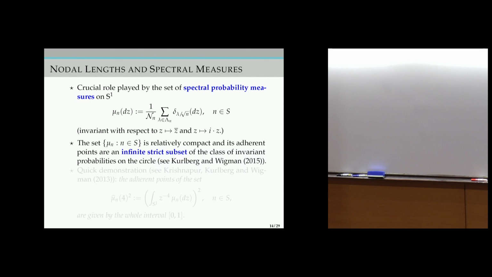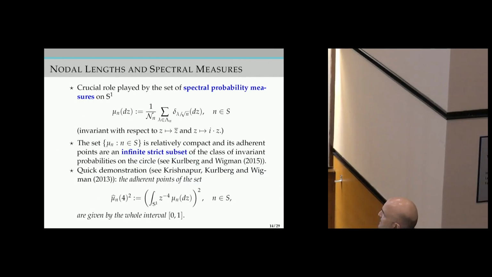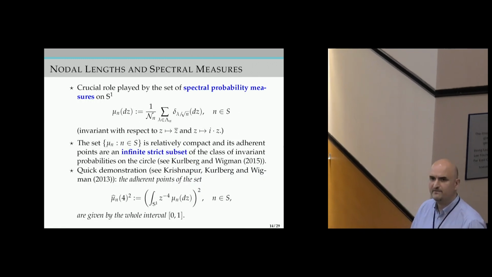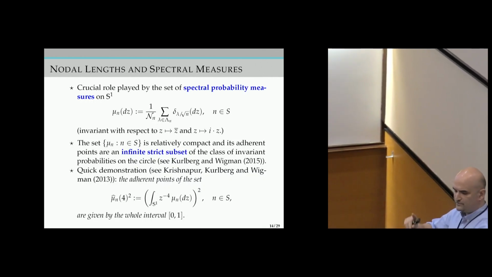And this you can appreciate quite easily if you compute the fourth Fourier coefficient, which is done in this paper by Krishnapur, Kurlberg, and Wigman. So this is the fourth Fourier coefficient of this measure here. If this measure mu of n had a unique limit, then this numerical sequence would converge to a unique number. But actually, all the possible limiting values of this quantity are given by the whole interval [0, 1]. This shows in particular that this sequence of spectral measures does not have a unique limit.